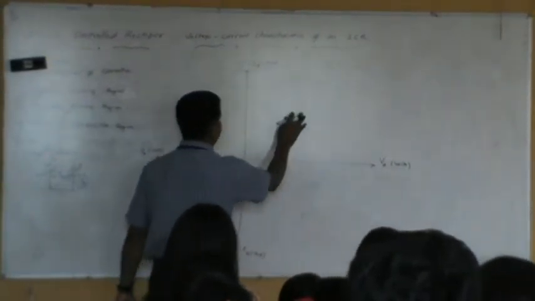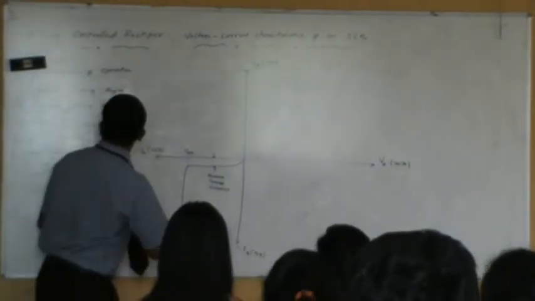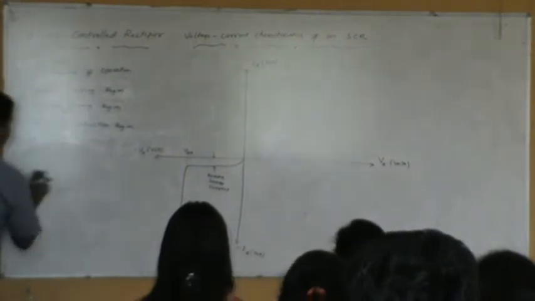And let us see the working in the first quadrant. For the first quadrant, you need to change the bias.